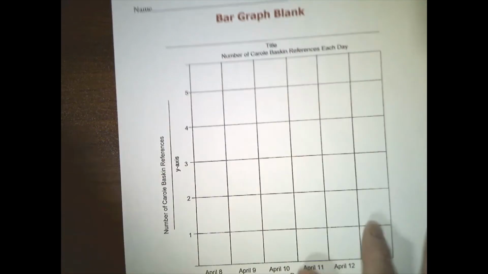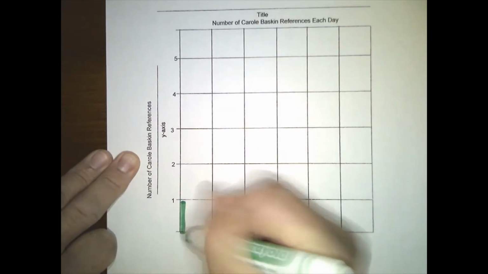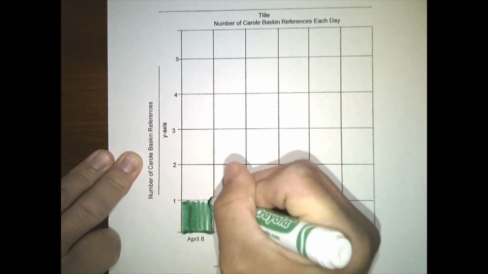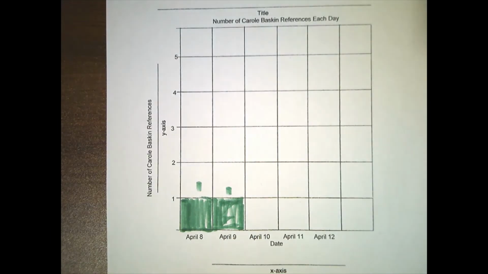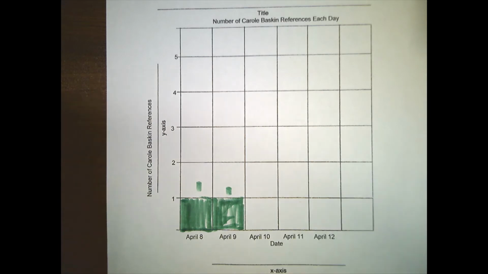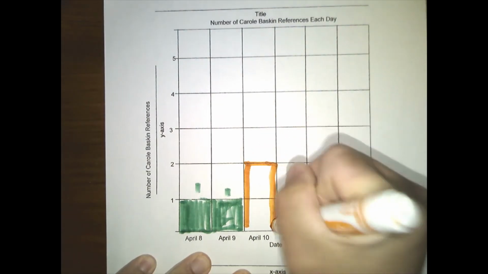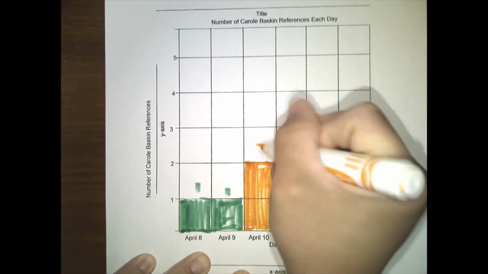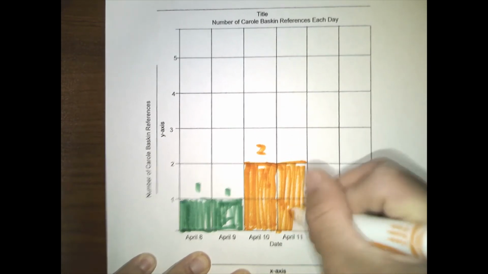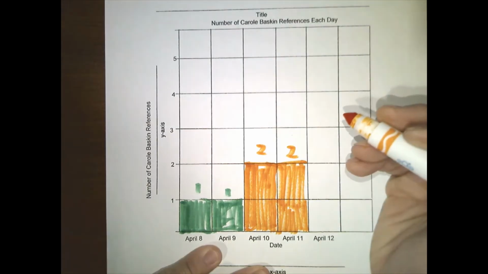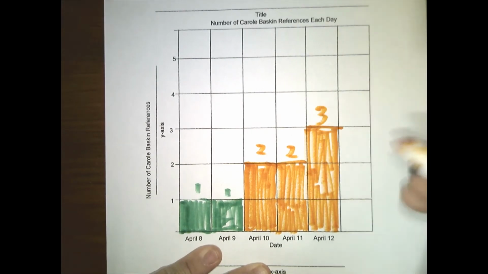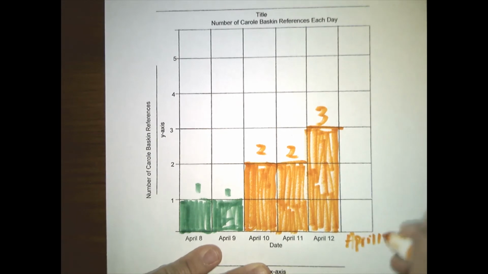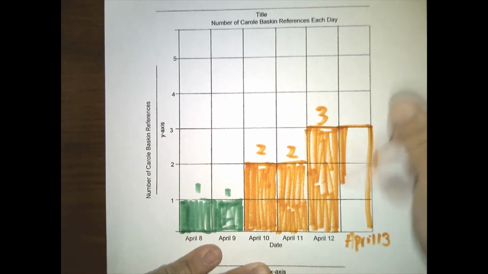However, let's say that I make one Carole Baskin reference on April 8th. And I make one Carole Baskin reference on April 9th. And then on April 10th, I decide to make 2 Carole Baskin references. And then I decide to make 2 more on April 11th. And then on April 12th, I decide to make 3 Carole Baskin references. And then the next day, April 13th, let's say I make 3 on that day.